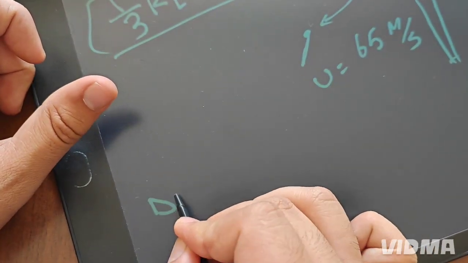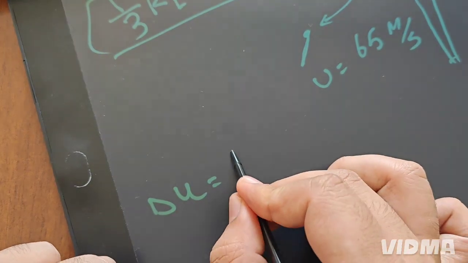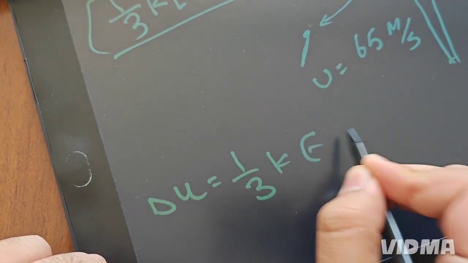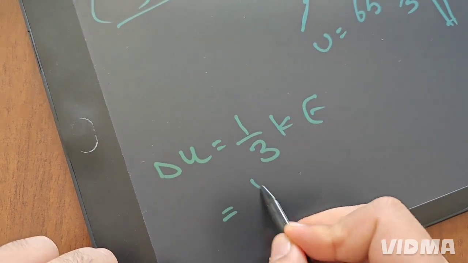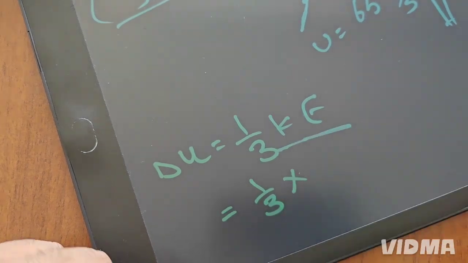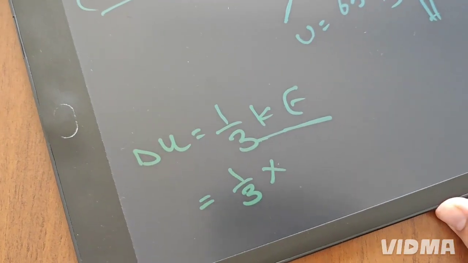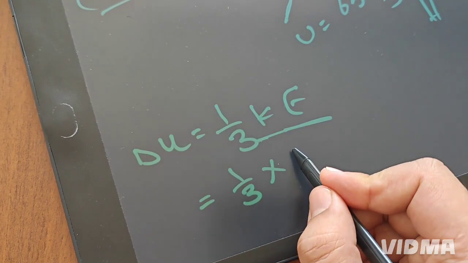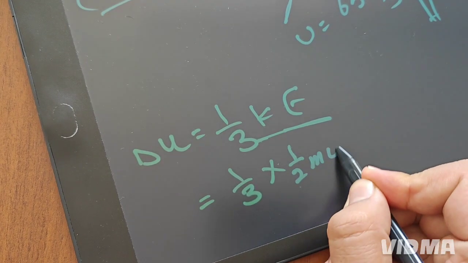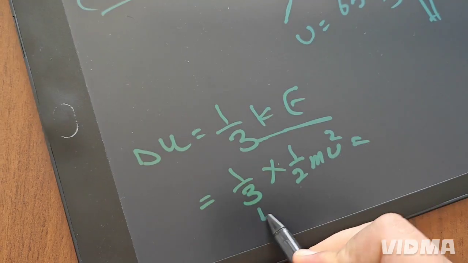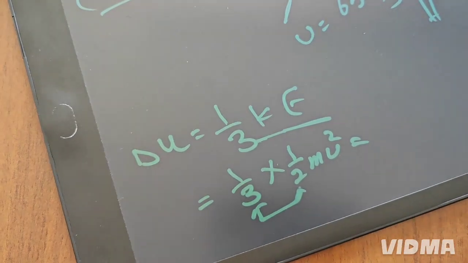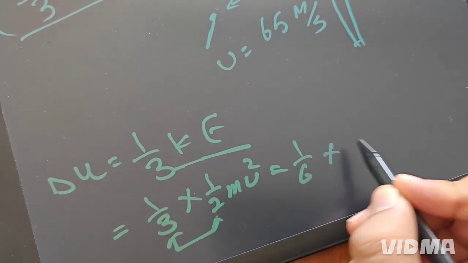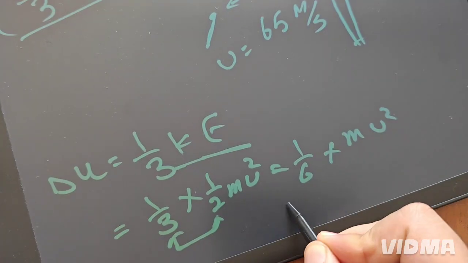We can arrange the question: delta U is equal to 1/3 times the kinetic energy. What was the rule of kinetic energy that I told you was important? Instead of kinetic energy, write down the rule. It was 1 over 2 mv square, right? So 1 over 3 times 1 over 2 will become 1 over 6 times mv square.